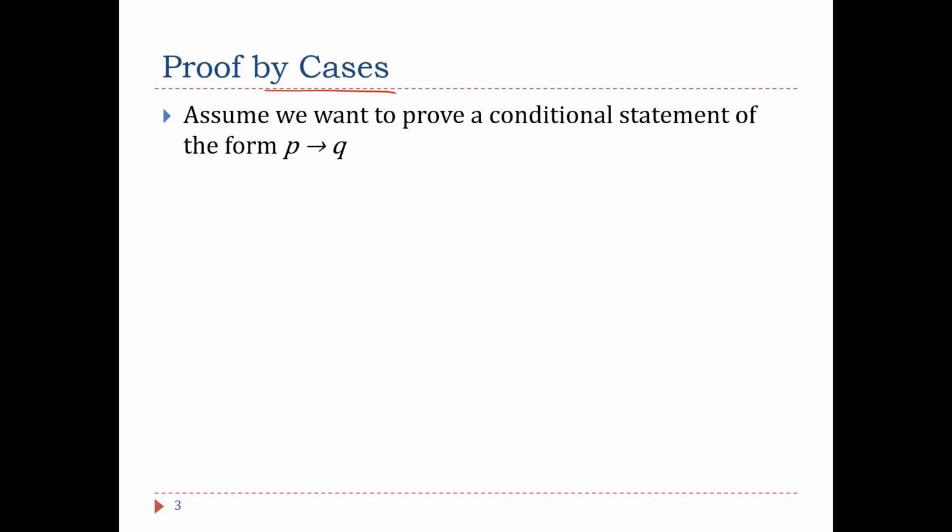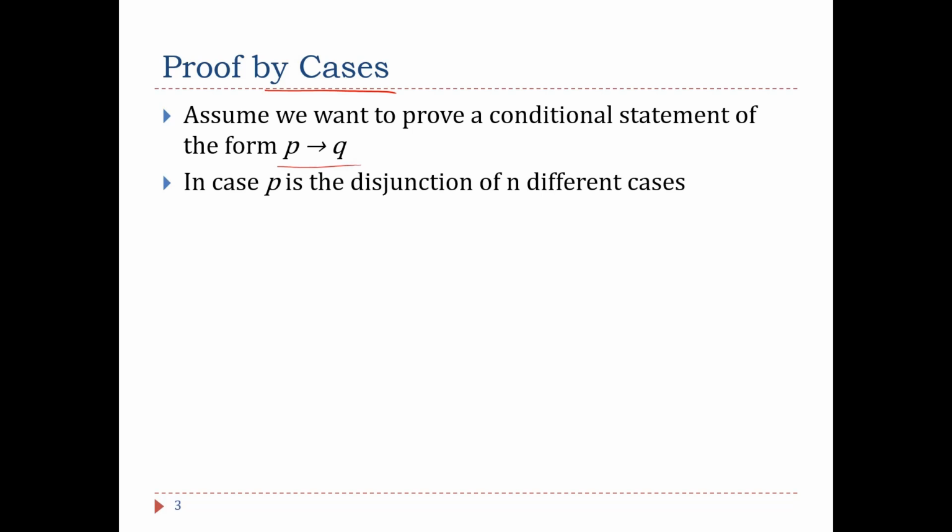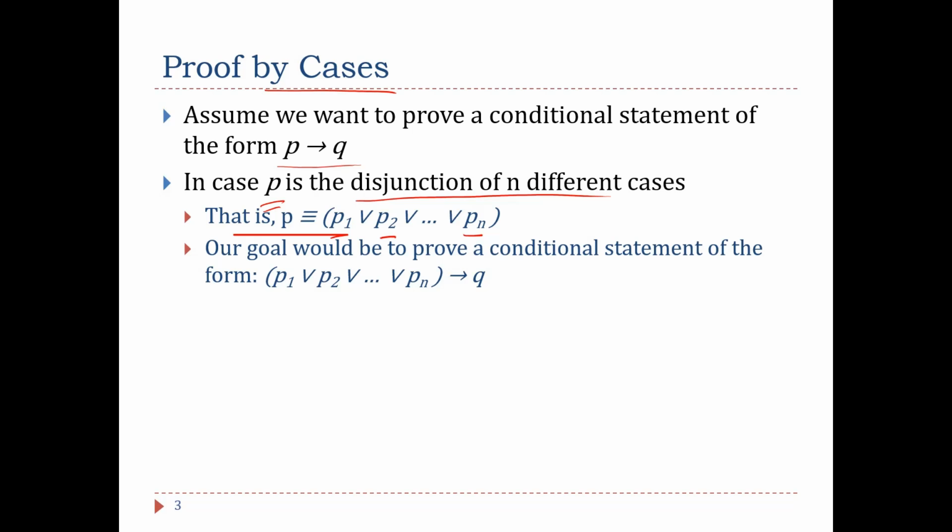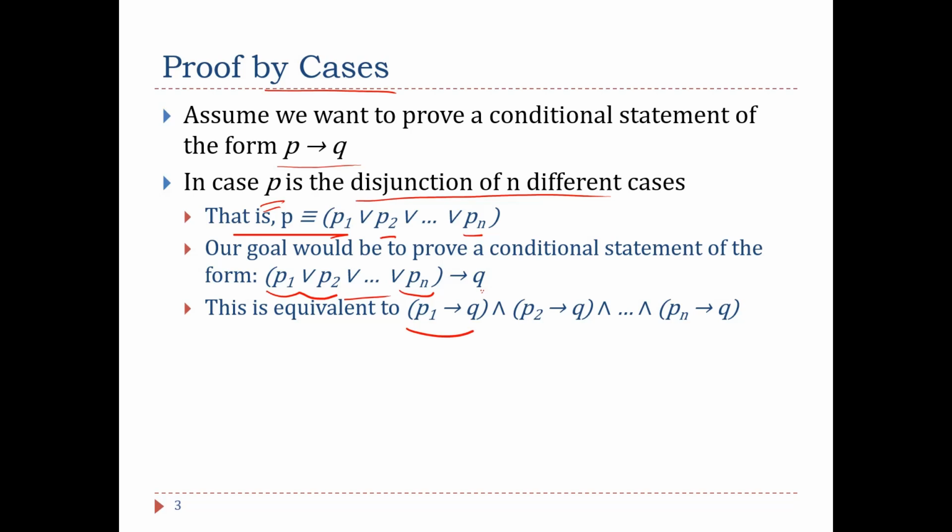Assume we want to prove a conditional statement of the form P implies Q, and in case P is a disjunction of n different cases as follows, it's either P1 or P2 or Pn, then in this case, the goal would be to prove that whether it's P1 or P2 or Pn, finally Q necessarily holds. And logically speaking, this is equivalent to showing that P1 implies Q and P2 implies Q and so on until Pn implies Q.